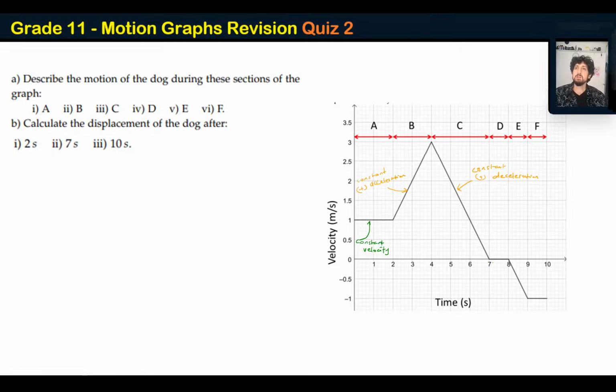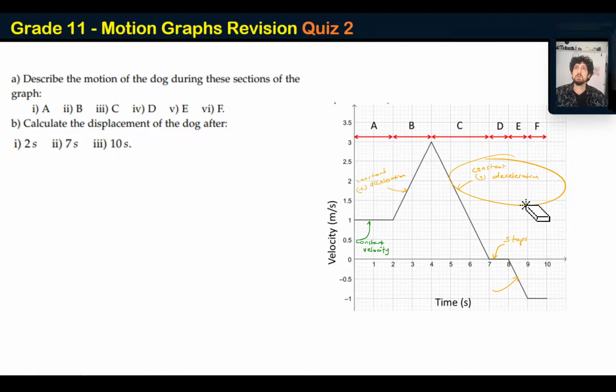Now at this point, the dog stops completely. Stationary, at rest. And then what happens here? Now that's interesting. What happens here is negative acceleration. This is negative acceleration, not this. This is positive deceleration. And there's a difference between positive deceleration and negative acceleration. Positive deceleration means he's still going forwards, but he's slowing down. Negative acceleration means he's going backwards and he's speeding up.